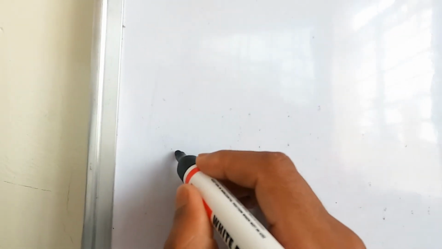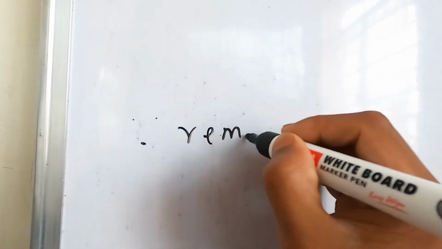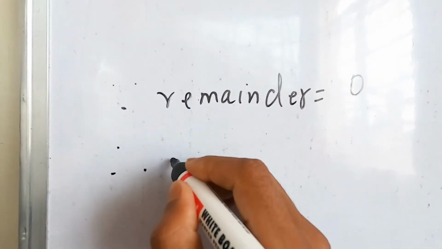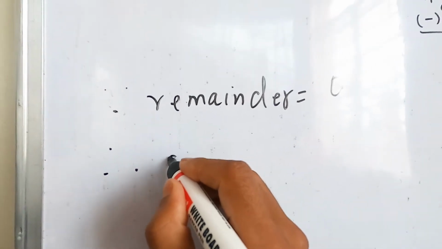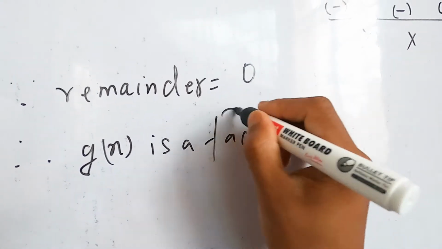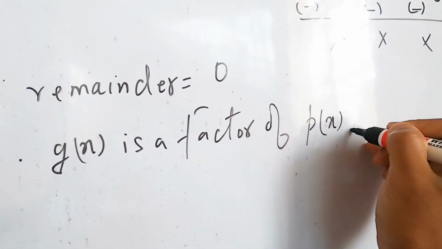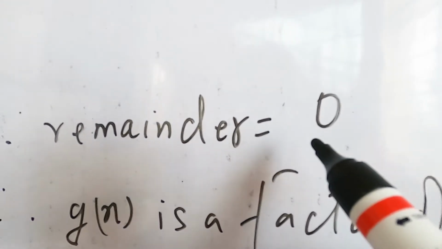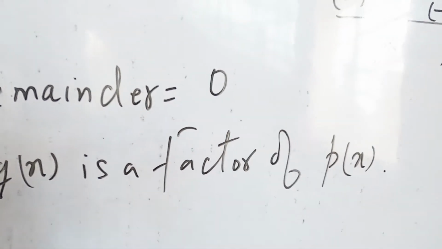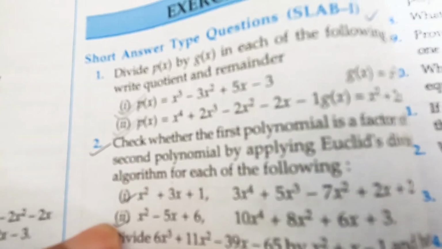So you will write here: since the remainder is 0, therefore gx is a factor of px. All right, simply because the remainder is 0. If the remainder is not 0, we can simply write here gx is not a factor of px. So what I need you to do is question number 2, sub question number 2, you will do it by yourself, exactly the same.